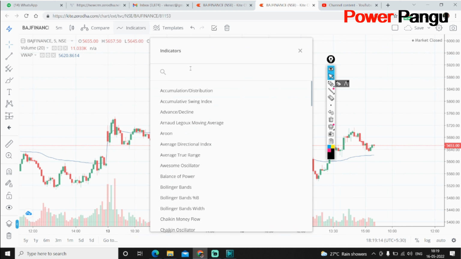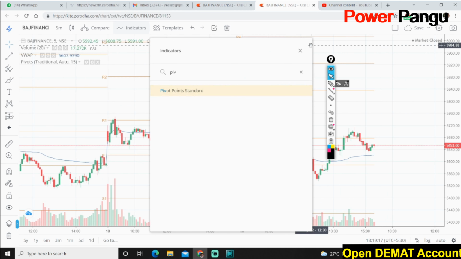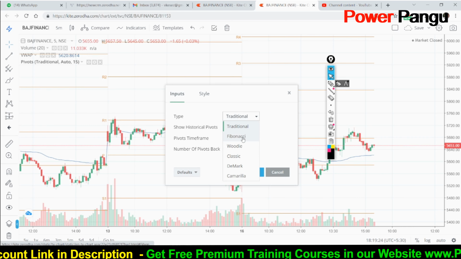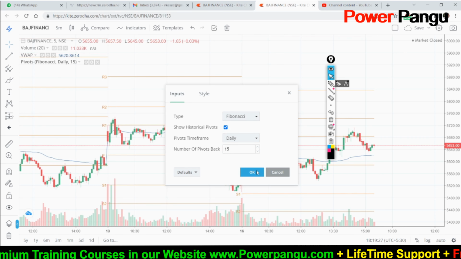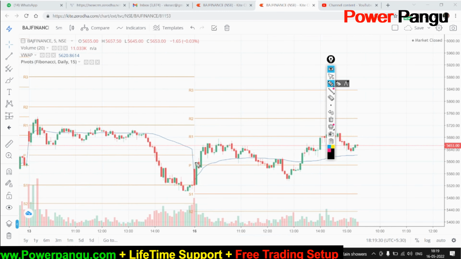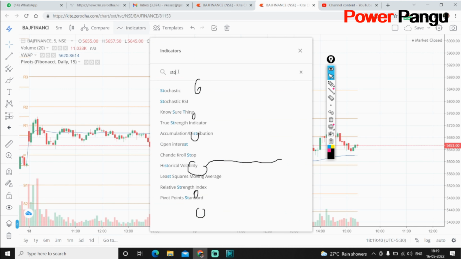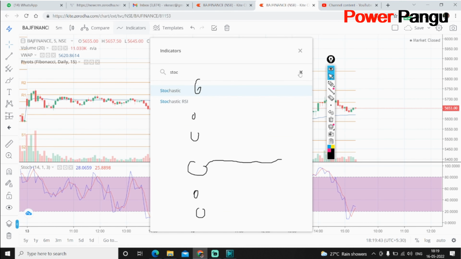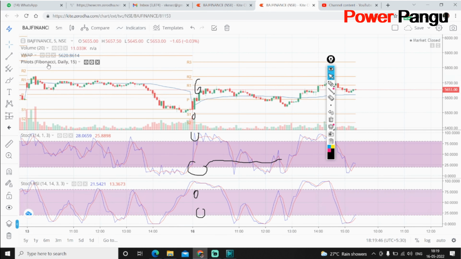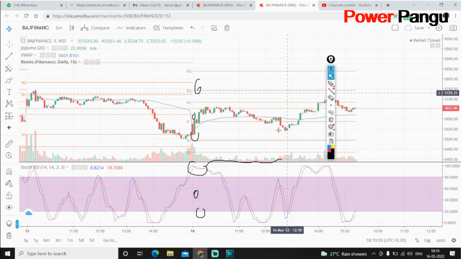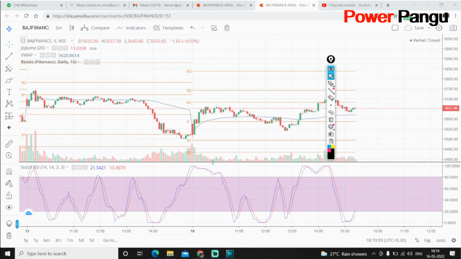Next is pivot point standard. Once you add this pivot, go to settings and change to Fibonacci, set the pivot time frame to daily, and click OK. So you will have these lines, pivot R1, R2, R3. These are the main important lines, and this is the VWAP line. Now we will also load the stochastic RSI. So I've loaded the stochastic RSI. Now we will see how this actually works.